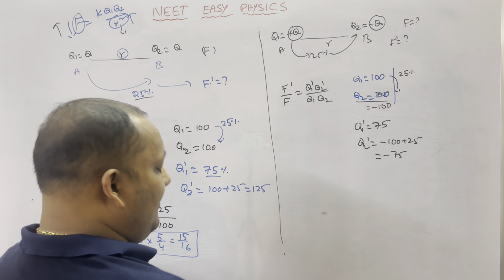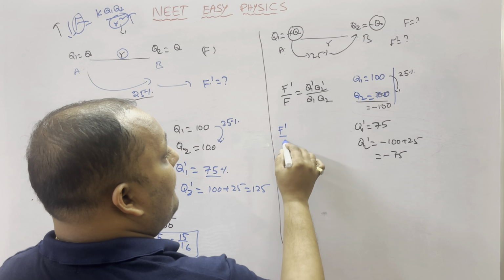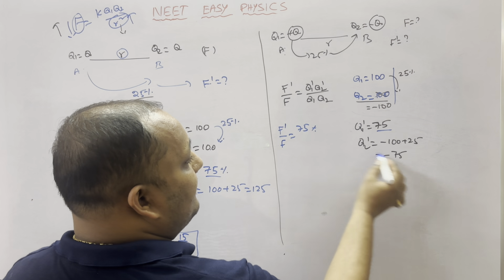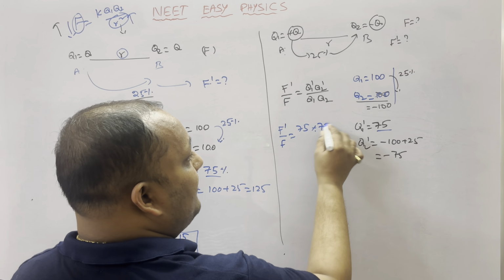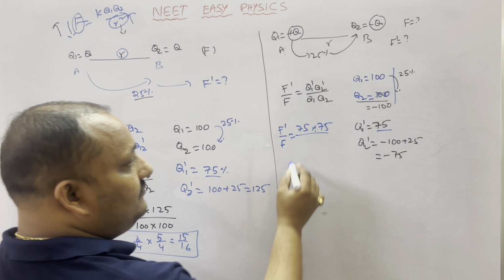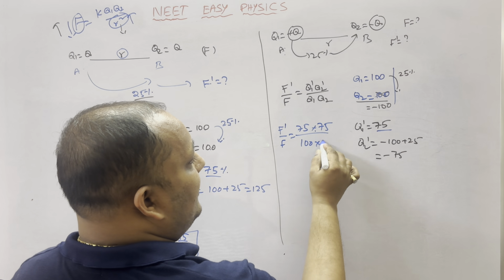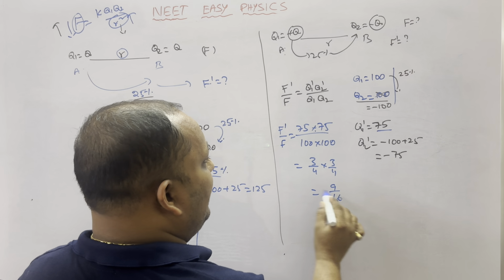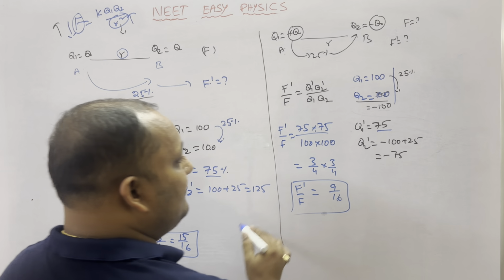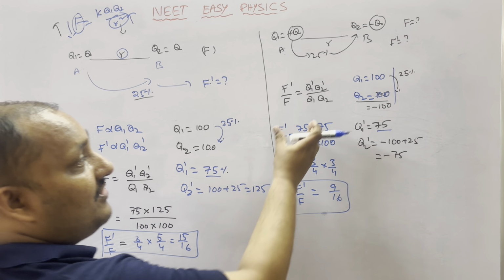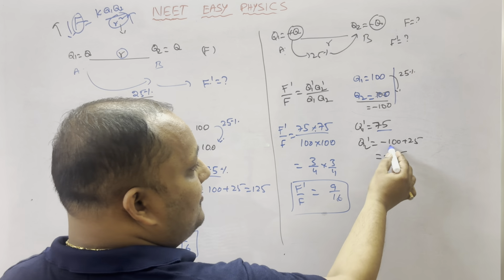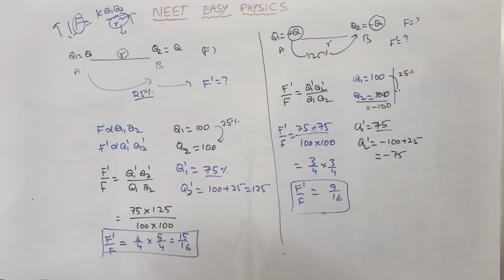Now again substitute. F dash by F equals, what is Q1 dash? Q1 dash is 75. What is Q2 dash? We take the magnitude, therefore there is no requirement of sign. Now again Q1, Q2, 100 into 100. Therefore, 3 by 4 into 3 by 4, so 9 by 16. See the difference in answer. Now, is the force going to be attractive or repulsive? Before also attractive, after also attractive, because one is positive, one is negative. Here it is going to be repulsive because both are positive charges.